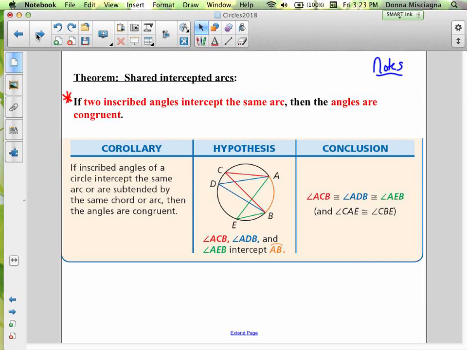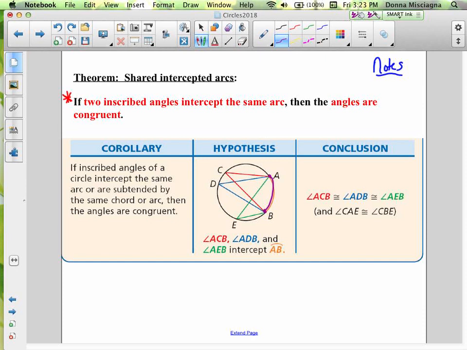We see the red arc there. I outlined it, but you know how straight these lines are on the computer. So we have the red angle, angle ACB. We have the blue angle, angle ADB. And we have the green angle, angle AEB. All three of those angles intercept the same arc. Notice that the endpoints for all three angles are A and B, which means arc AB is the intercepted arc.